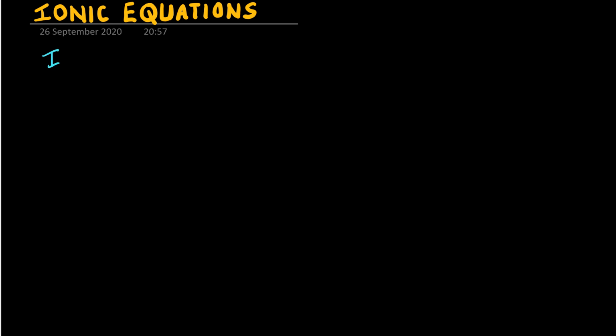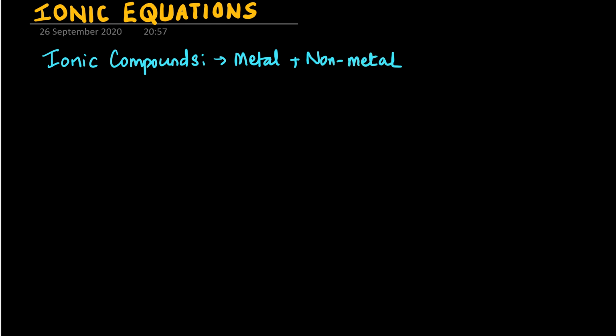So first of all, let me jot down the examples of ionic compounds. When I talk about ionic compounds, they will contain a metal bonded to a non-metal. Secondly, ionic compounds also include acids, such as hydrochloric acid, sulfuric acid, and also nitric acid.